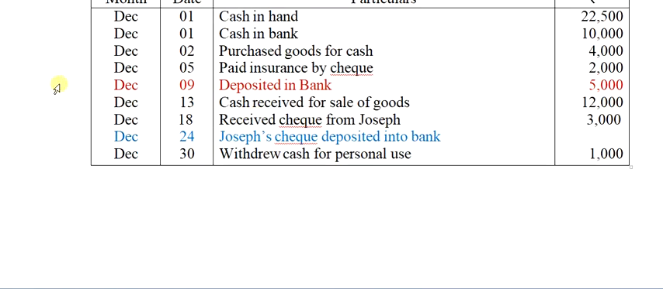And again, moving on to the next thing. See here, on December 9th, deposited in bank rupees 5,000. When we deposit cash into the bank, our cash balance reduces. Again, what happens to the bank balance? The bank balance increases. So this type of transaction is called a contra entry. Contra entry means which affects both the sides of the double column cash book.